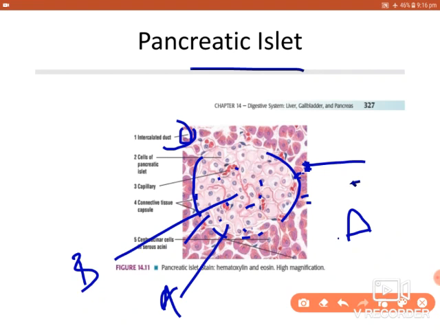The delta cells and pancreatic polypeptide cells can be seen at numerous sites. The delta cells secrete somatostatin, which inhibits the secretory activities of both alpha and beta cells. The pancreatic polypeptide cells produce the hormone pancreatic polypeptide, which inhibits the production of pancreatic enzymes and alkaline secretions.